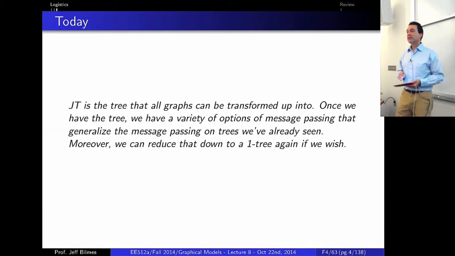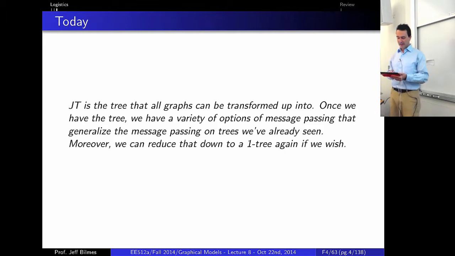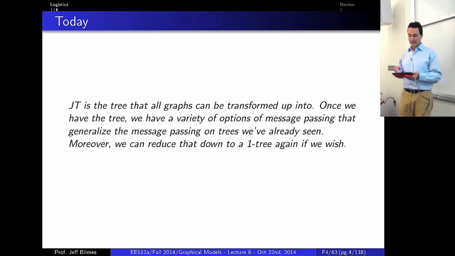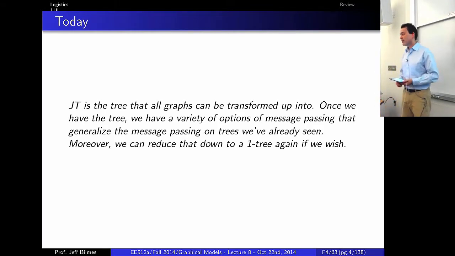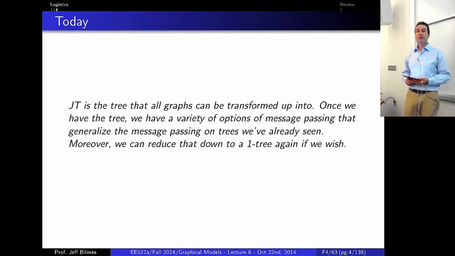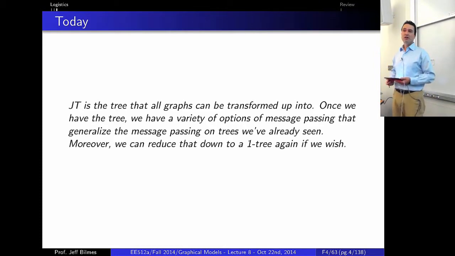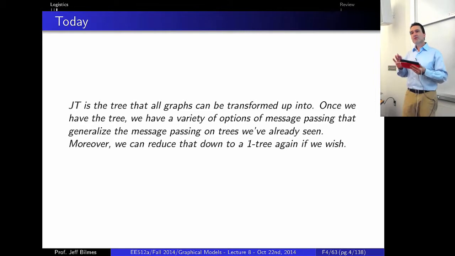If there was a moral of today's lecture, which I'm going to give you at the beginning, it is the following. This is to be read poetically. A junction tree is the tree that all graphs can be transformed up into. Once we have such a tree, we have a variety of options for doing message passing that generalize the message passing on trees that we've already seen in the first couple of lectures. And moreover, once we've got a junction tree, we could reduce that back down to a one tree, but with higher cardinality variables. So in some sense, all graphs are treated like one trees via this process, maybe seemingly circuitous but in fact not so circuitous, of going through a representation in terms of a triangulated graph and then a junction tree of max cliques.